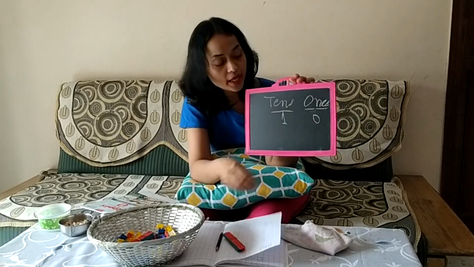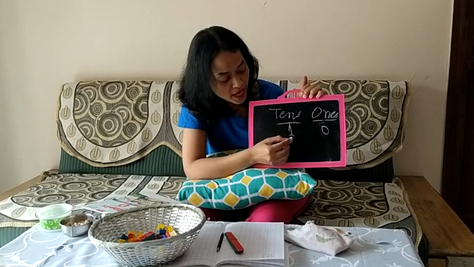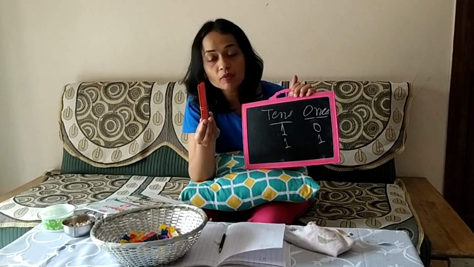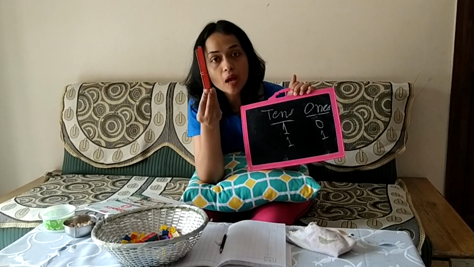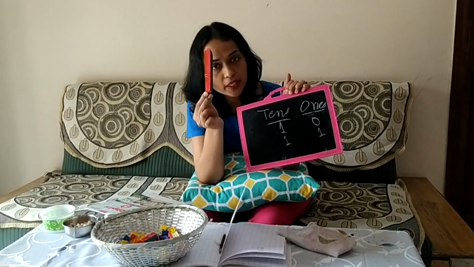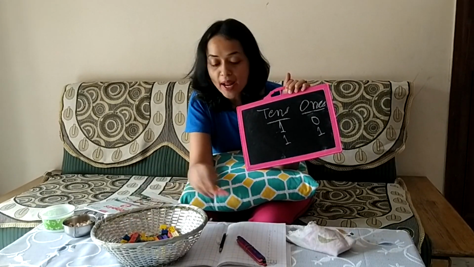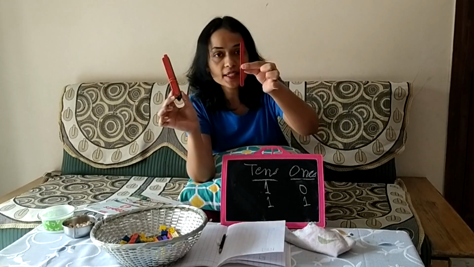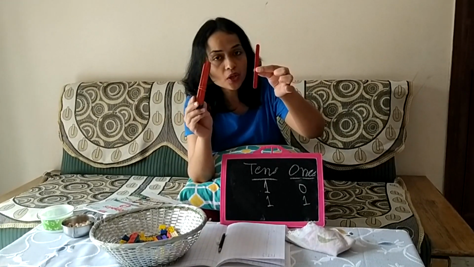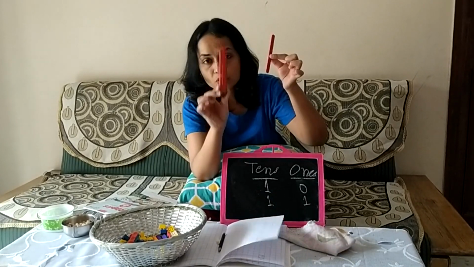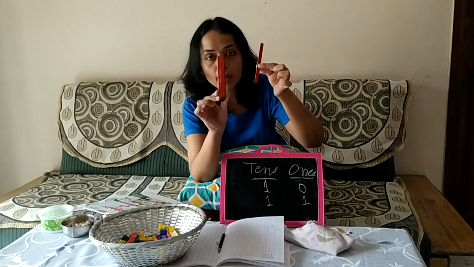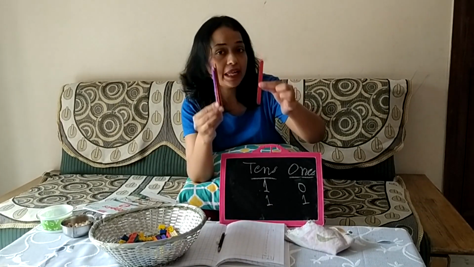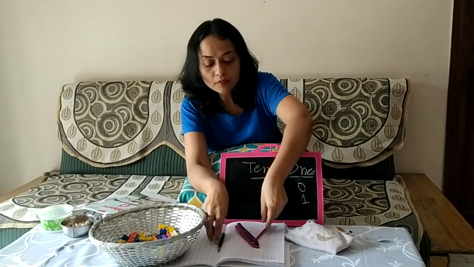Now we can move on, and when we have 11, we don't need to count again. We know we have 10, a bundle of 10 objects. So we will take this and one more. So this will make 11. You are getting it? This is one bundle, a bundle of 10 objects, and one more. So I have 11 ice cream sticks.